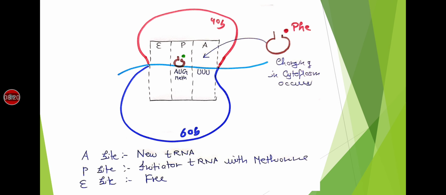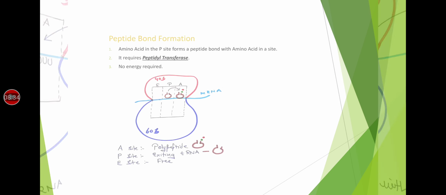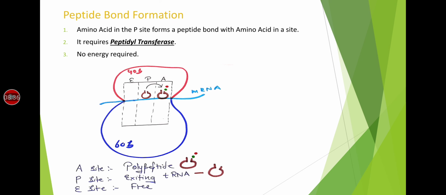Once the binding is done, we can see the net result as the A site consists of new tRNA carrying phenylalanine, P site consists of the initiator tRNA with methionine and the E site is free. So, let's move on towards the next step.